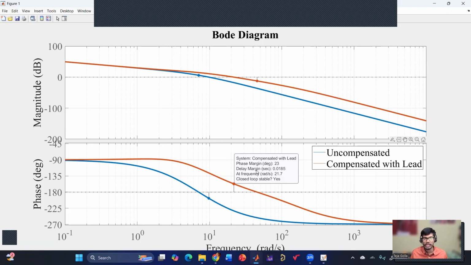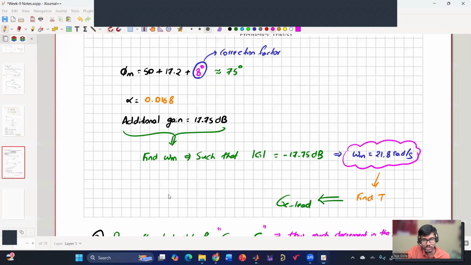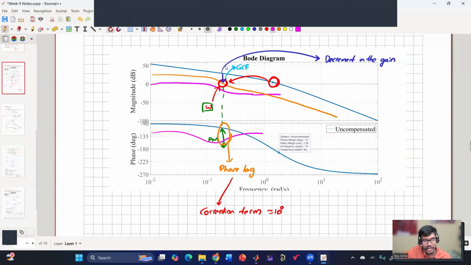So what I will be doing is, this is my gain crossover frequency, how much it is, 21.7 radians per second. Now what I will try to do is use lag compensation, and I will choose my gain crossover frequency somewhere here where my phase margin criteria is met. So which is exactly what the design guidelines said. What we are trying to do is choose that omega where my phase margin criteria is met.